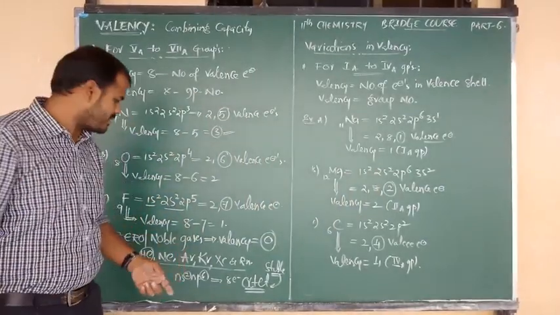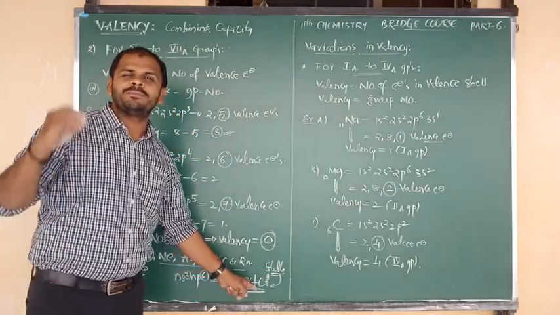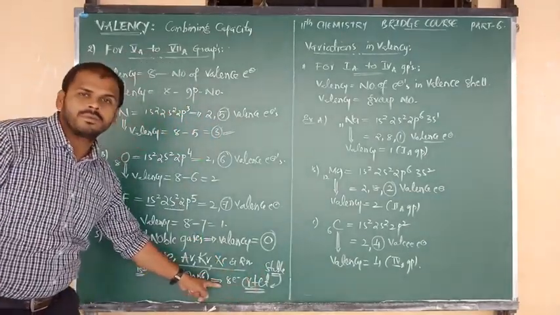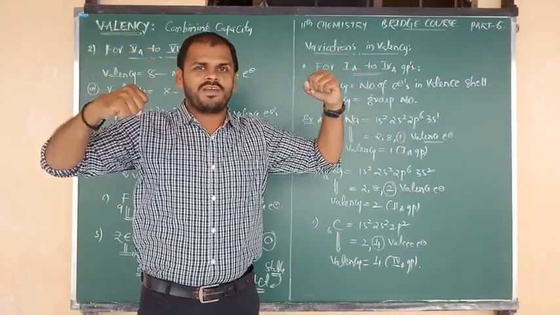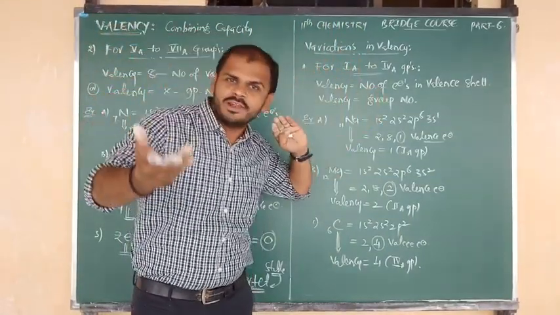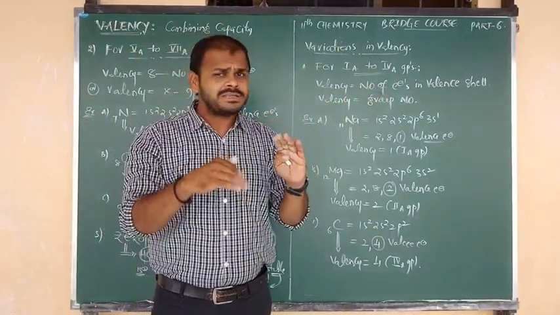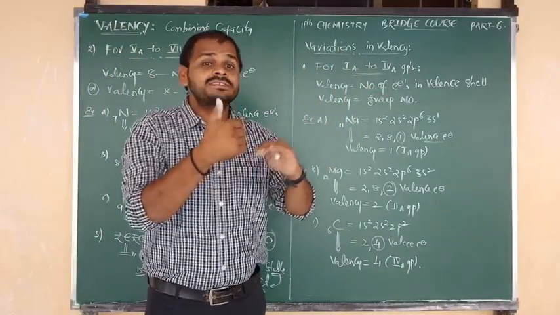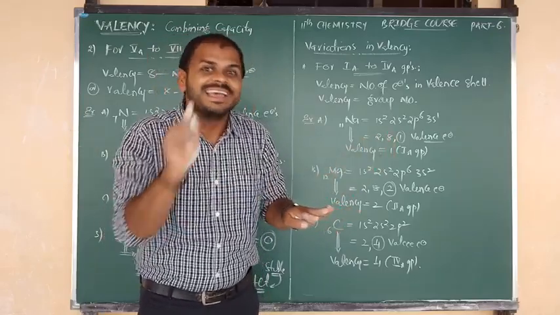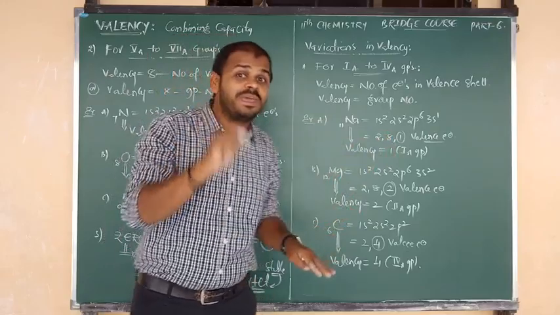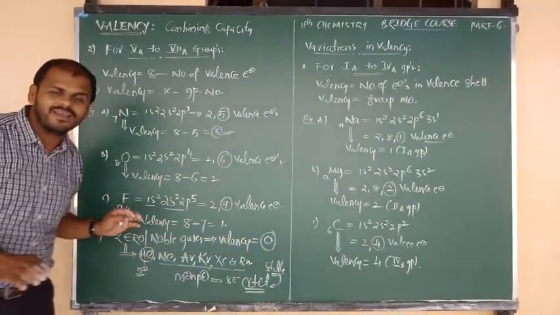But try to remember, noble gases or zero group elements, due to their stable octet configuration, already have a rich, stable configuration. That means they are neither ready to lose electrons nor ready to gain electrons. They cannot donate electrons, and they cannot gain electrons. Meaning no more combining capacity. So the combining capacity of the zero group is 0. That is the information. 3 variations clear.